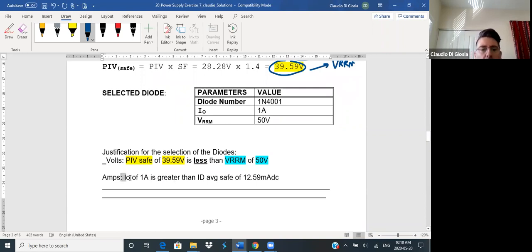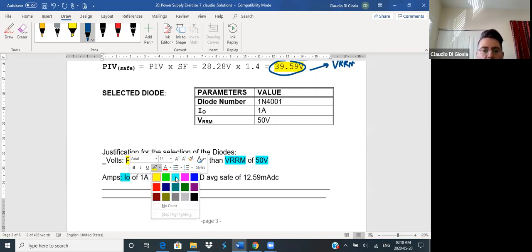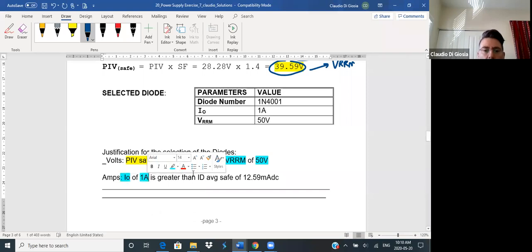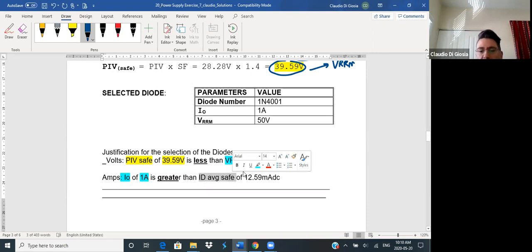So we've got the IO, and we got the 1 amp. Let me just stick with the same colors here. This is the spec sheet value of 1 amp. We're going to compare it, so it is greater than. And greater than what? Than what I calculated, the actual current that's going to go through, which is ID average safe of 12.59 milliamps.